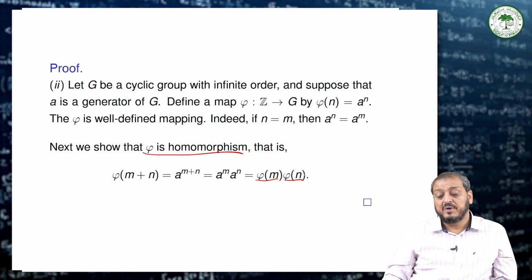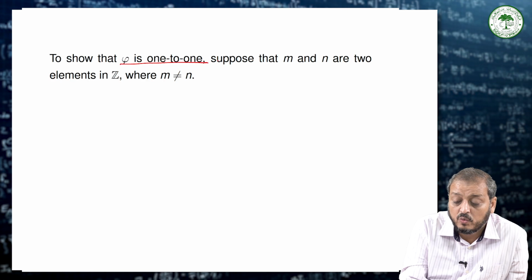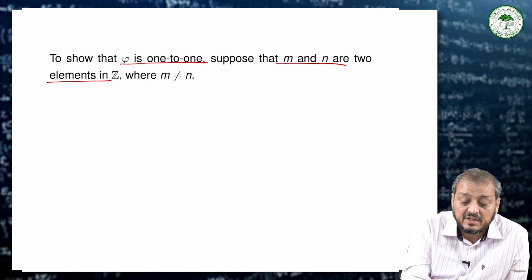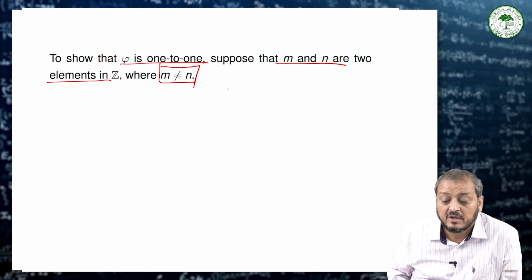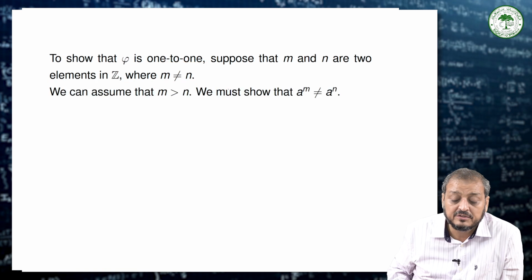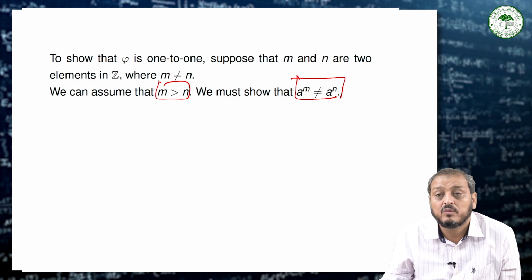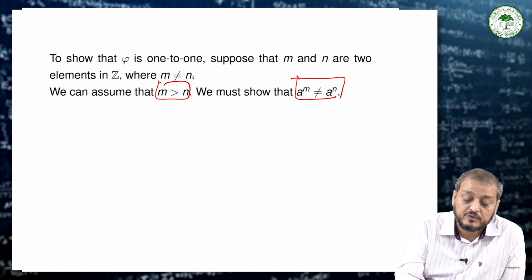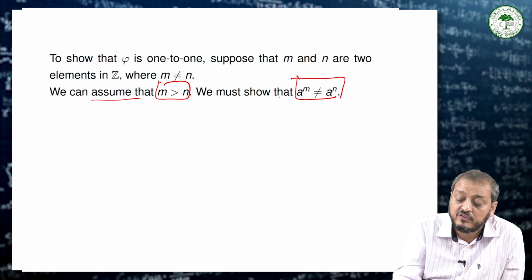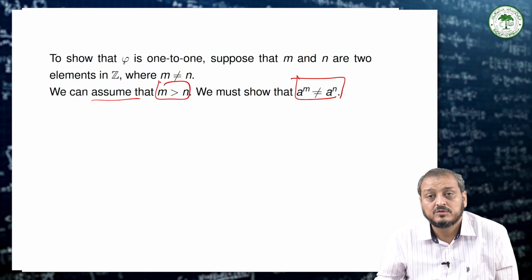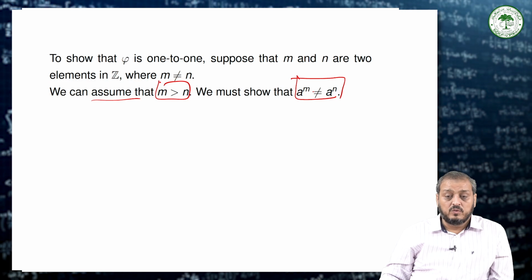Now we have to show that this map is one-to-one. Show that phi is one-to-one. Suppose m and n are two different elements in Z. We prove this by contradiction, assuming m and n are different, so m should be greater than n. We show that a to the power m is not equal to a to the power n, and then clearly phi is one-to-one.